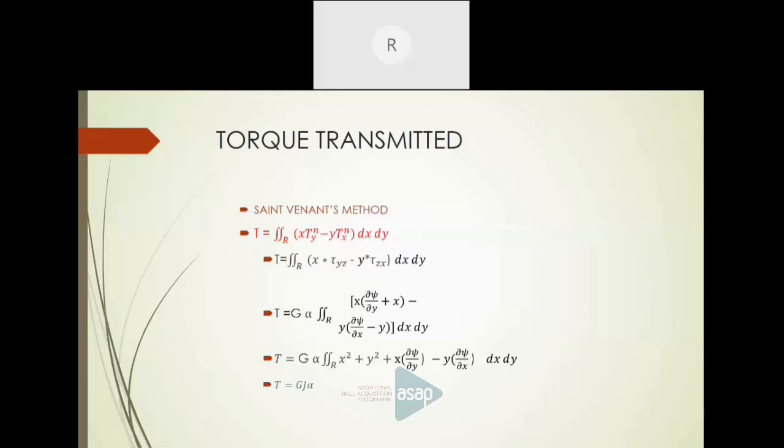So now where are we? We got the equations of shear stresses. We got the equation of torque. Equation of shear stresses means we just got two equations, and now we can solve them, because with two equations and two unknowns we can solve. Now we got one more equation for torque.